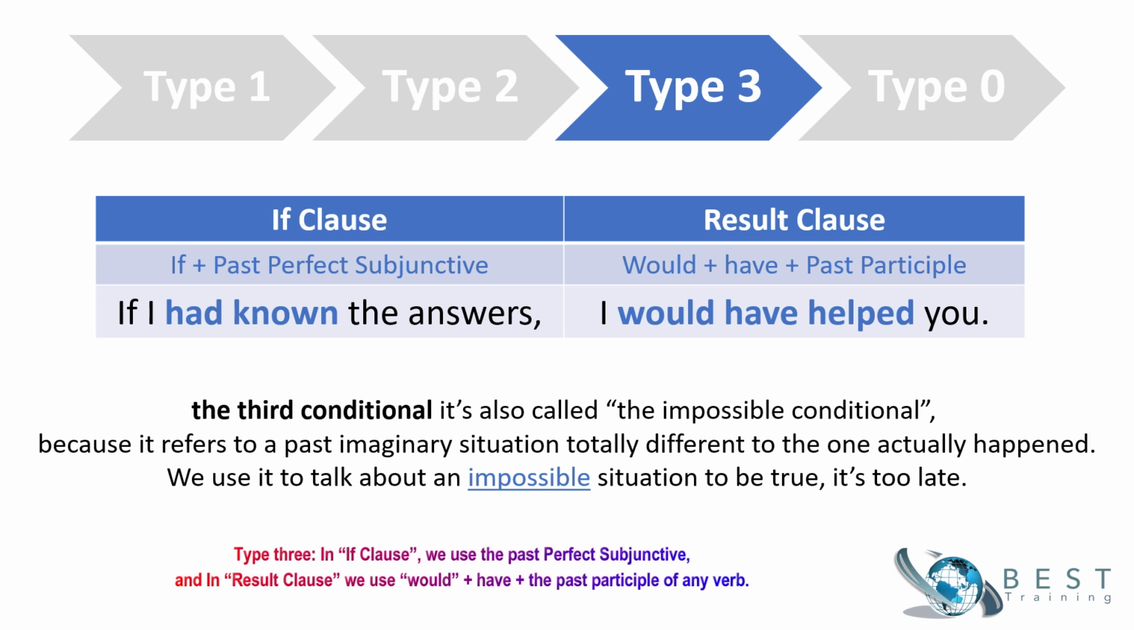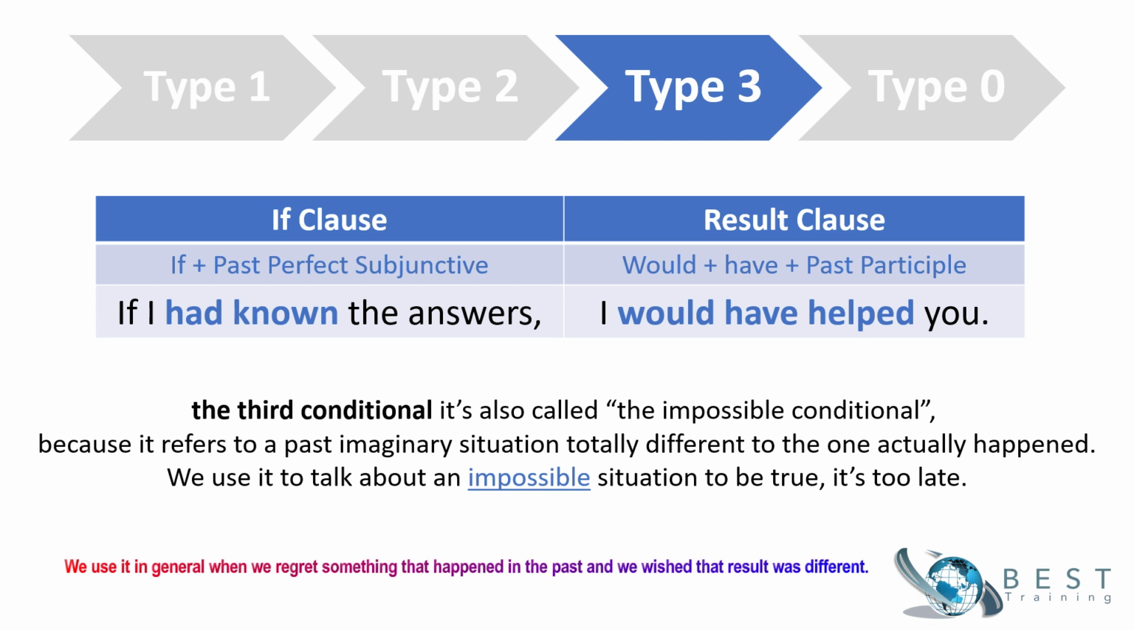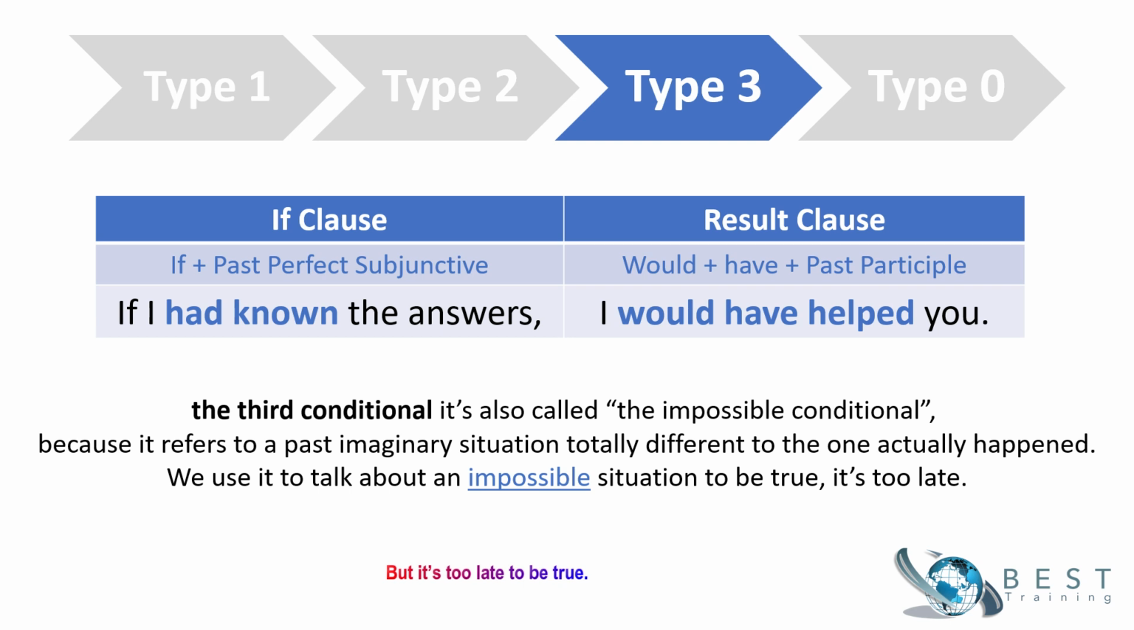Type 3. In the if clause, we use the past perfect subjunctive. And in the result clause, we use would plus have plus the past participle of any verb. If I had known the answers, I would have helped you. It refers to a past imagined situation totally different to the one that actually happened. We use it in general when we look at something that happened in the past and we wish that the result was different. But it's too late to be true.